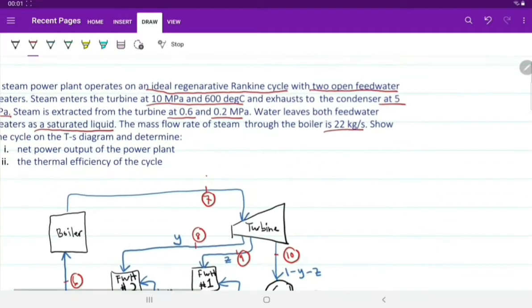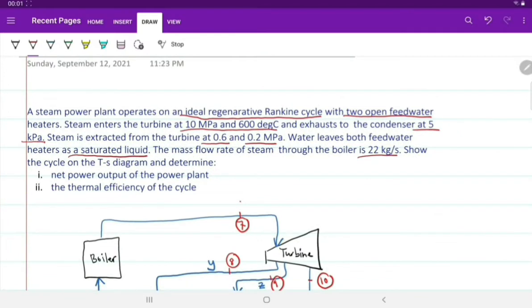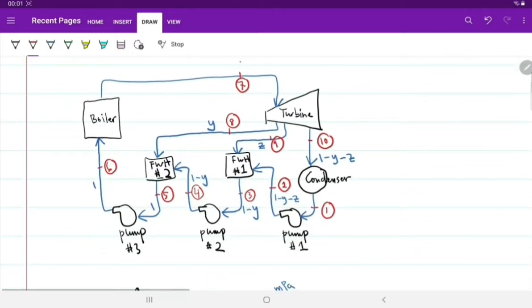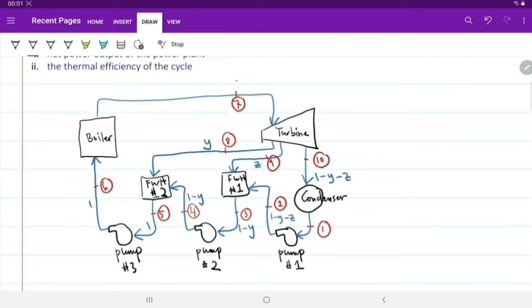Both feed water heaters are open. The statement from the question says two open feed water heaters. So number 2 to number 3, number 3 to number 4 in the pump, point number 4 to number 5 in the feed water heater. Number 5 to number 6 is in the pump. 6 to 7 is in the boiler, and from 7 it goes to 10. From 7 it goes to 8, extract some steam. From 7 it goes to 9 as well, extract some steam.